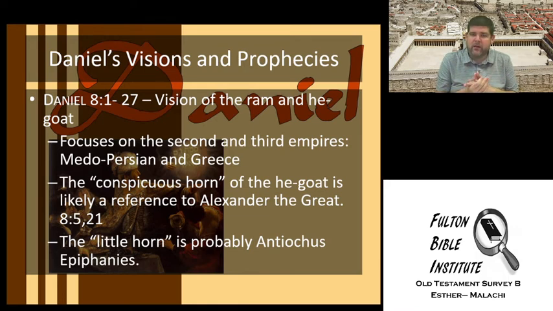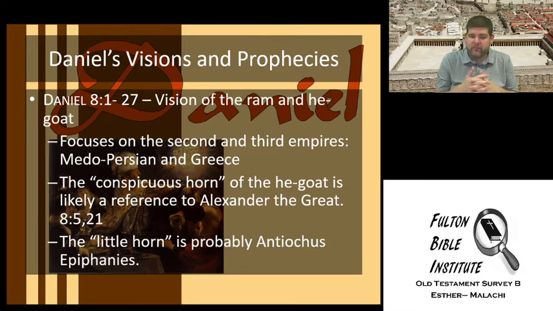The he-goat with a conspicuous horn, a large horn, is a reference to Alexander the Great. This is chapter 8, verse 5 and chapter 8, verse 21, one of the great conquerors of the Grecian Empire. And he's the one that defeats the Medes and Persians. Later on, it talks about the little horn that will grow on the he-goat as well.